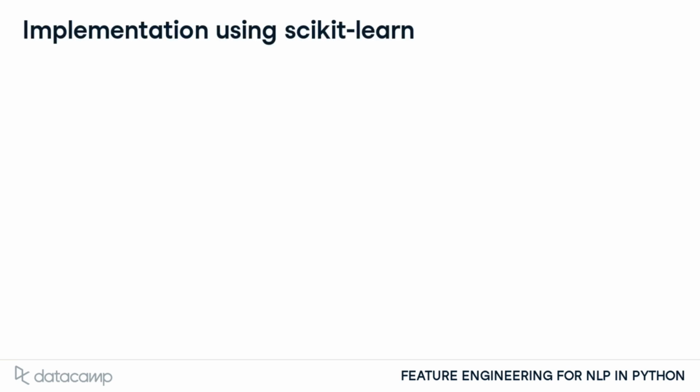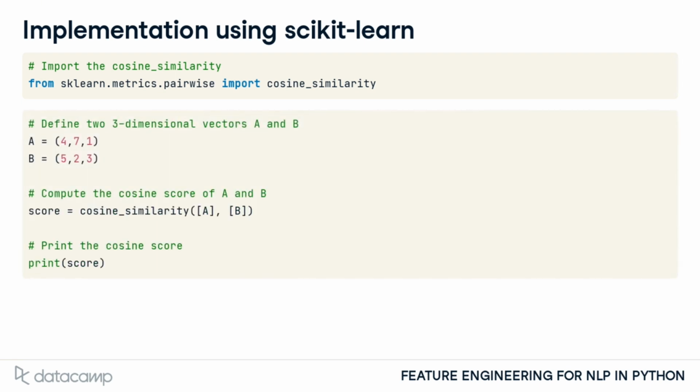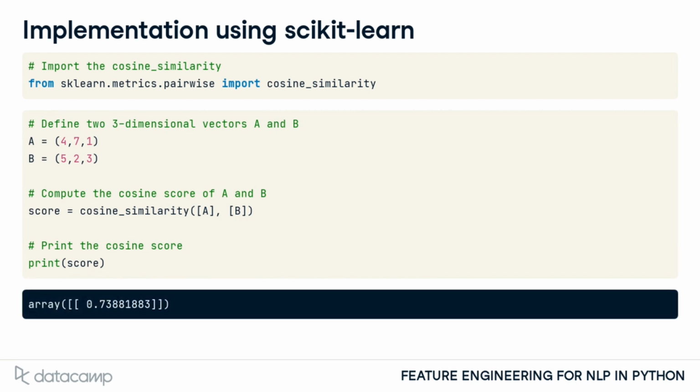Scikit-learn offers a cosine similarity function that outputs a similarity matrix containing the pairwise cosine scores for a set of vectors. You can import cosine similarity from sklearn.metrics.pairwise. However, remember that cosine similarity takes in 2D arrays as arguments. Passing in 1D arrays will throw an error. Let us compute the cosine similarity scores of vectors a and b from before. We see that we get the same answer of 0.738 from before.